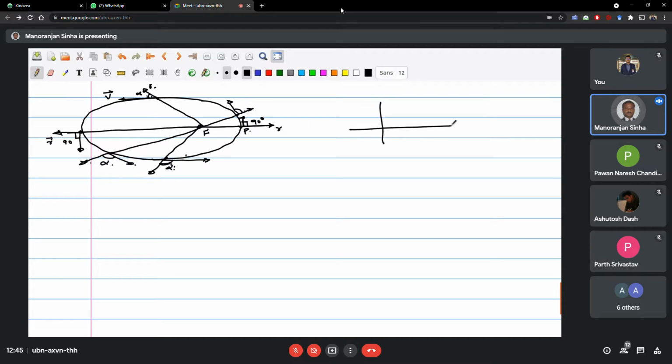So if you are using only the sine function, you won't be able to determine the value of alpha correctly, because the sine function between 0 and pi is always positive.